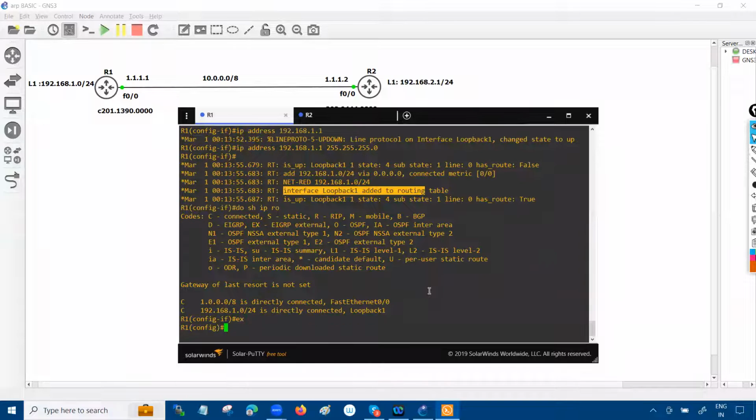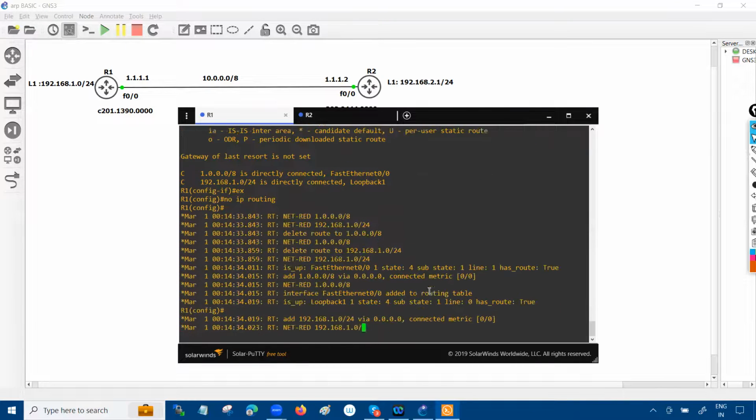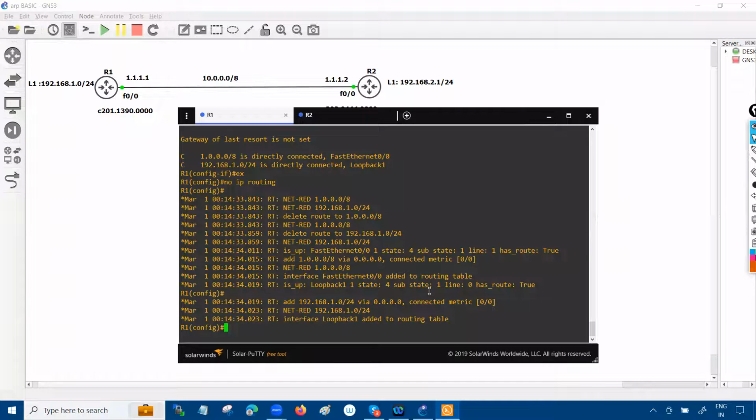What happens if I say no ip routing? If I say no ip routing, it means I'm disabling the routing behavior. So when I say no ip routing, your routing table will be deleted, right? If you say ip routing, which is enabled by default on the router, your routing table will be there. If you say no ip routing, you are deleting the routing table. So if I delete the routing table, you see I'm deleting all the routes.